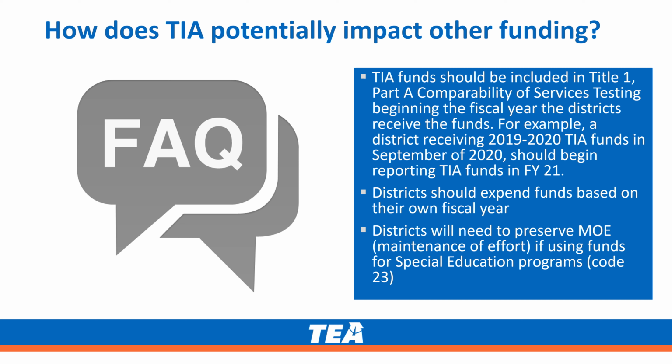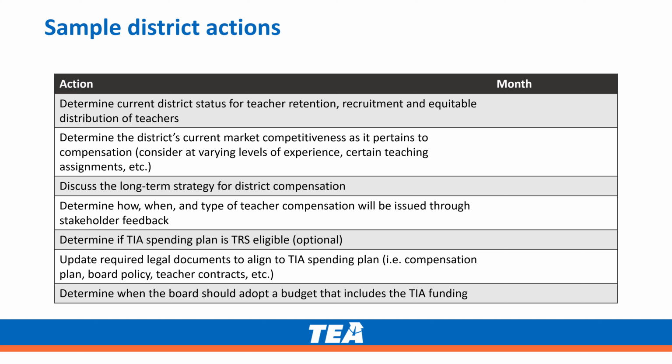Another frequently asked question is, how does TIA potentially impact other funding? TIA funds should be included in Title I, Part A comparability of services testing beginning the fiscal year the districts receive the funds. For example, a district receiving 1920 TIA funds in September of 2020 should be reporting TIA funds in FY21. Districts should also expend funds based on their own fiscal year. And finally, districts will need to preserve MOE or maintenance of effort if using funds for special education programs or Code 23. This slide contains sample district actions that districts can take when developing their TIA spending plan.